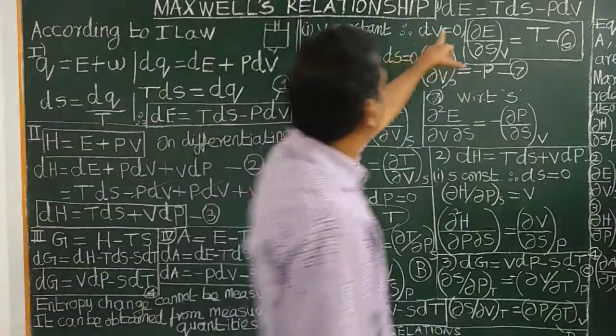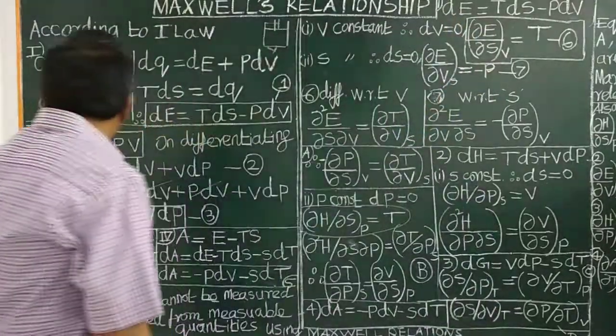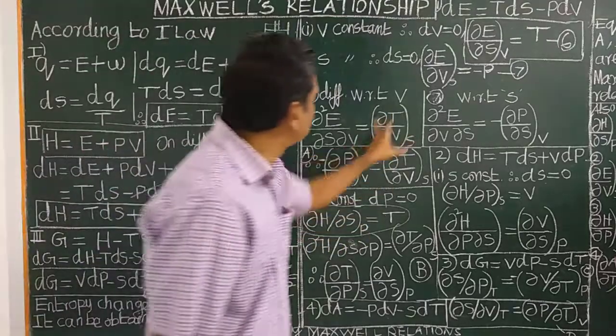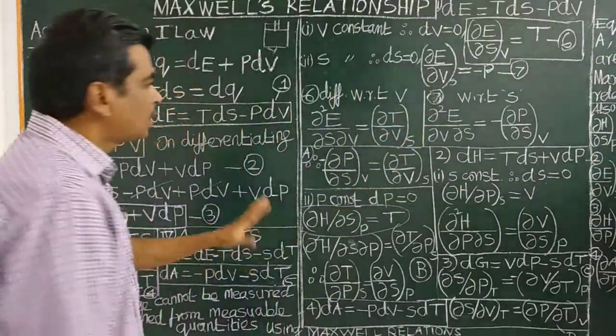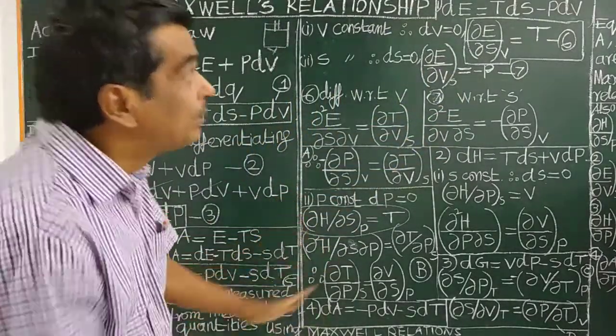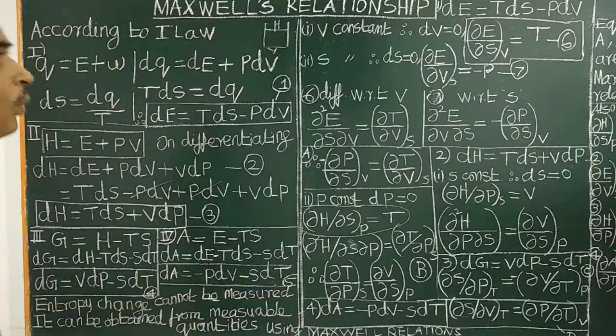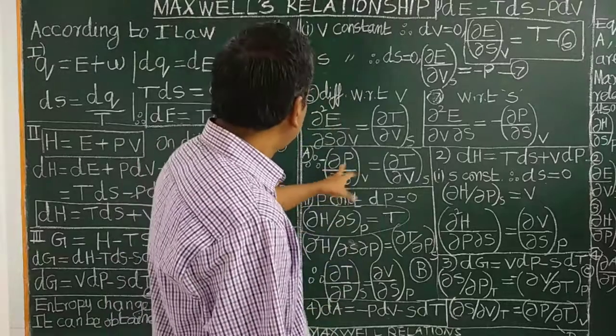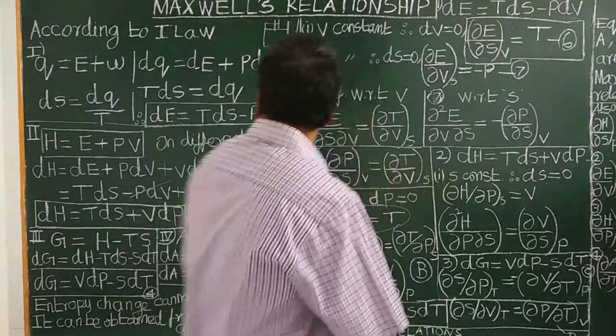For this one, there are four equations. Then you can derive that. For dE we have derived, and for dH you derive another Maxwell relation. Similarly, there are four sets of equations, called Maxwell relationships.